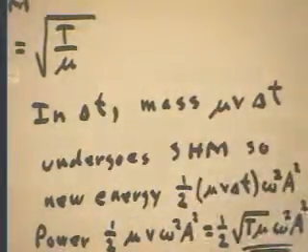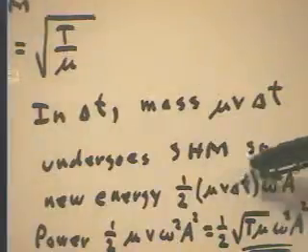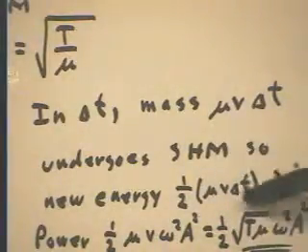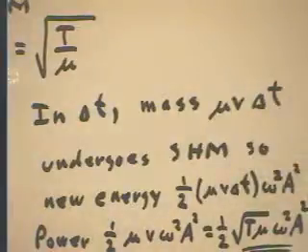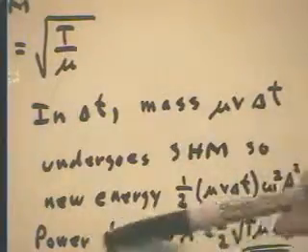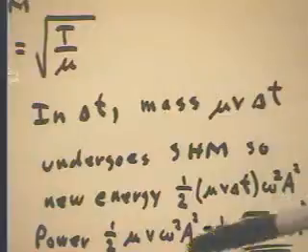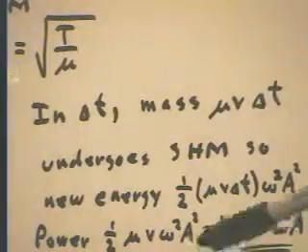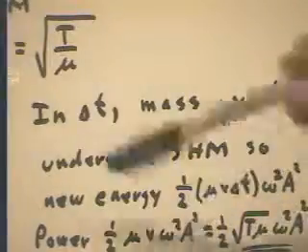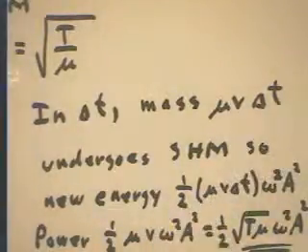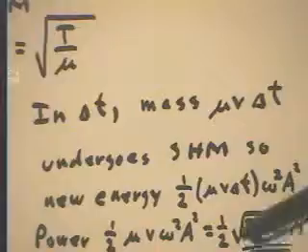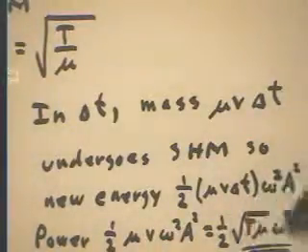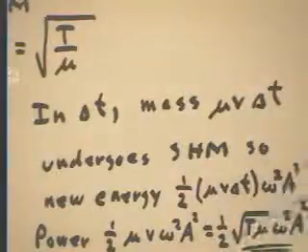The power will just be the new energy transmitted in time delta t divided by the time delta t, and that's just going to be this same expression we've got here but without the delta t. If we substitute the square root of T over mu for v and simplify it, and the algebra is very simple, you should do that, we just get this expression.